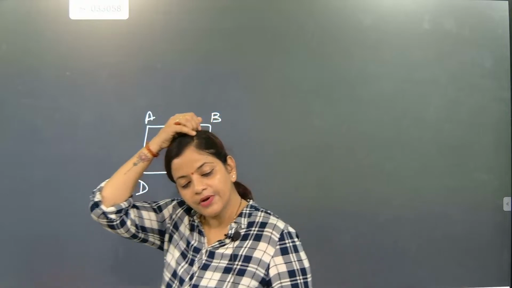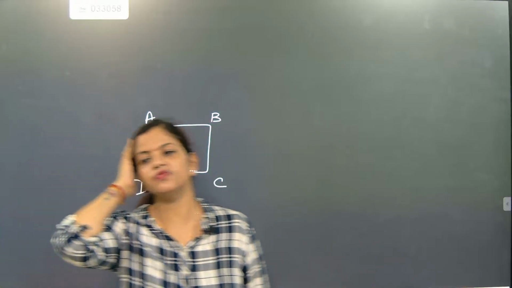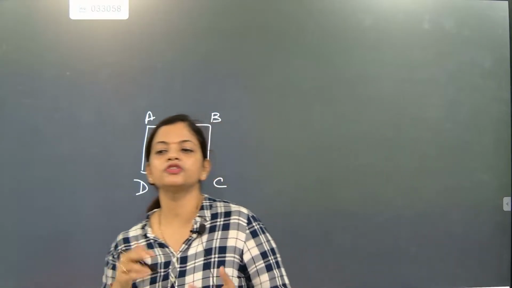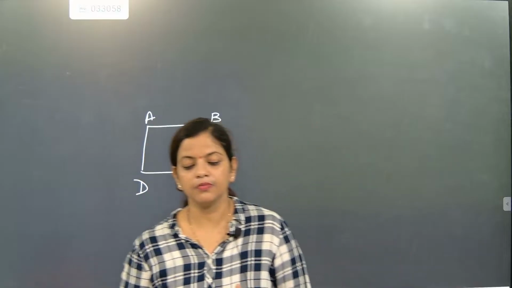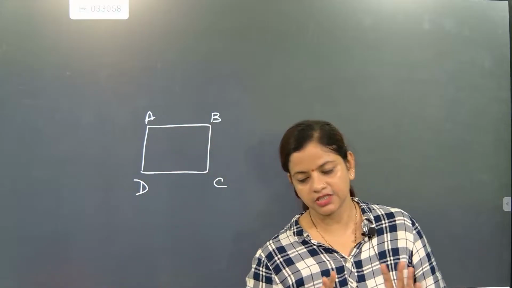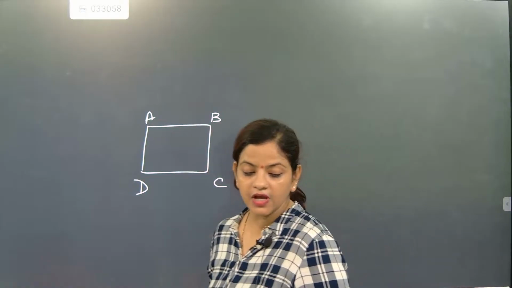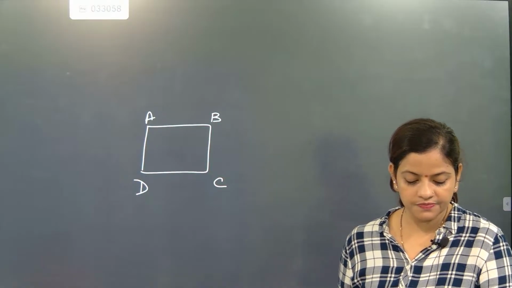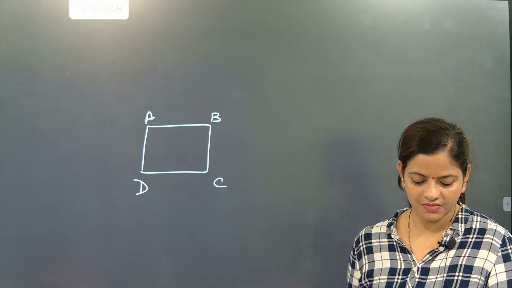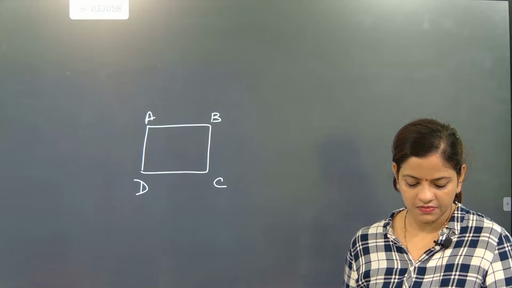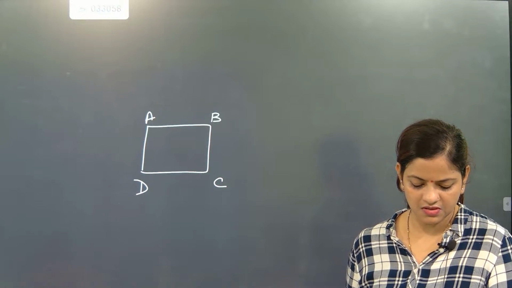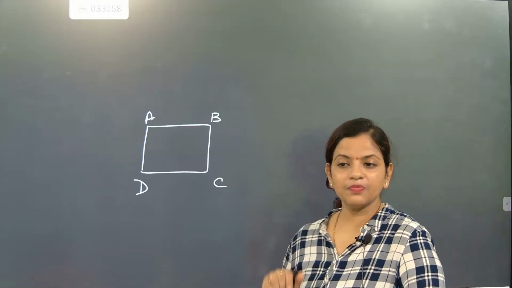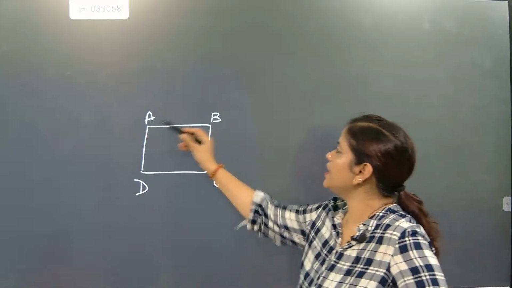Now when somebody asks you about this, what answers are we supposed to give? A quadrilateral can become a rectangle, a square, a parallelogram, a trapezium, because all of them have how many sides? Four sides. Understood? So all these enclosed figures have four sides, so they are called quadrilaterals.